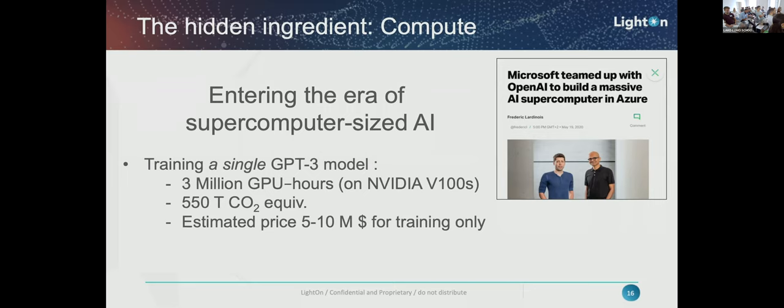The thing is, it's only the beginning. GPT-3 was 2 years old. It has 175 billion parameters. Nowadays, there are models with trillion parameters. It's mad.